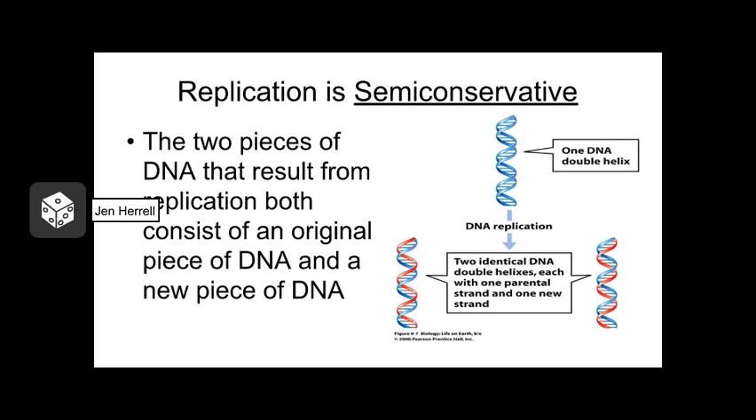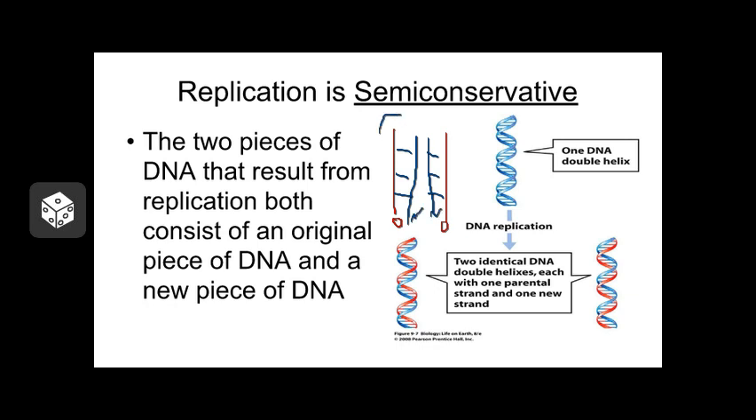This type of replication is known as being semi-conservative. So what does that mean? Well, let's say that we wanted to copy this piece of DNA. There's the two strands. We're going to label these as O for original or old strands. In order to copy them, we need to add two new strands. So here's a new strand and here's a new strand. And these are going to be complementary to the old strands. So this guy's new and this guy's new.